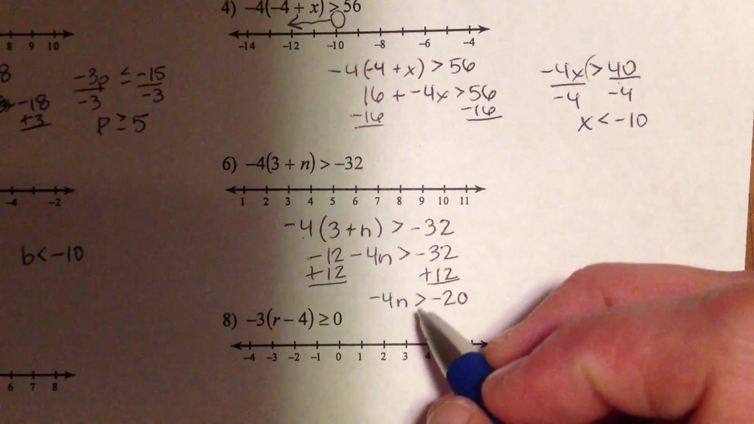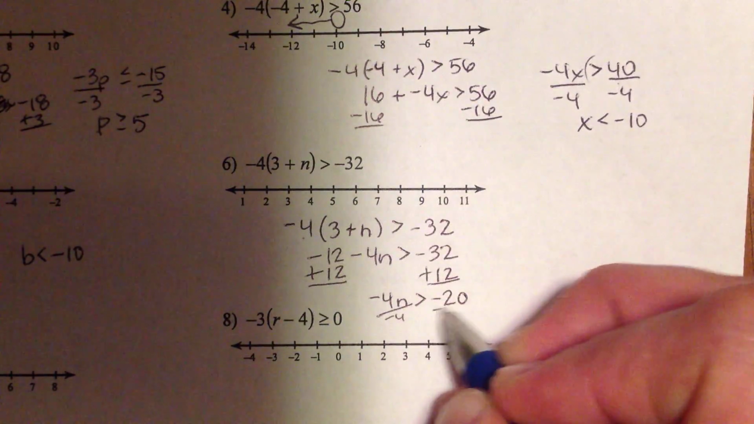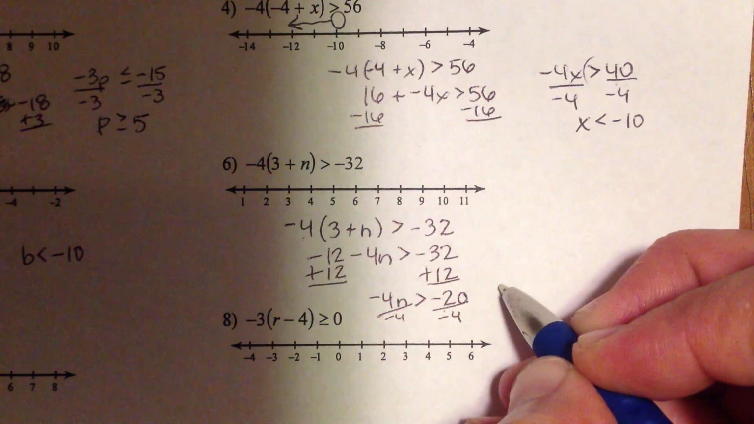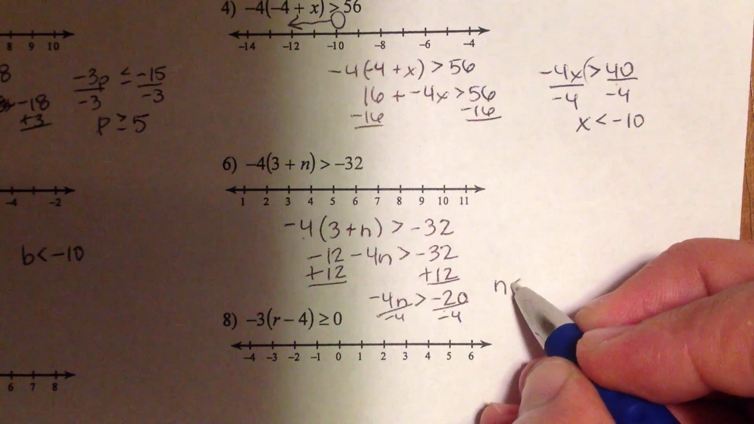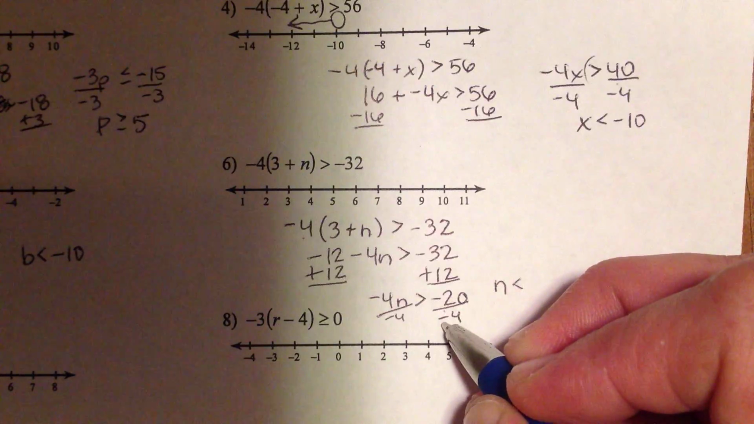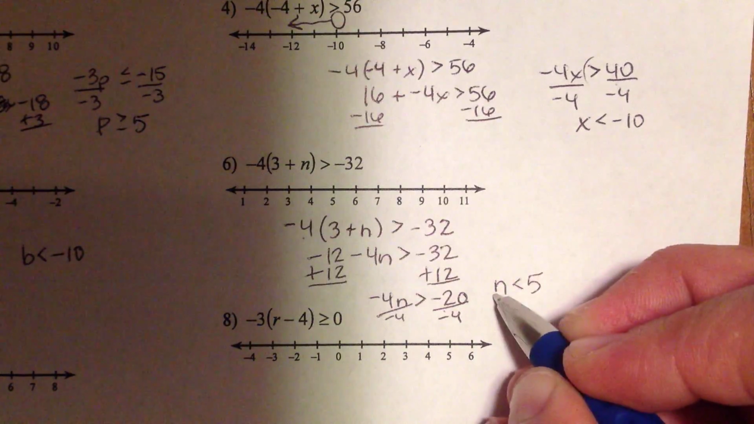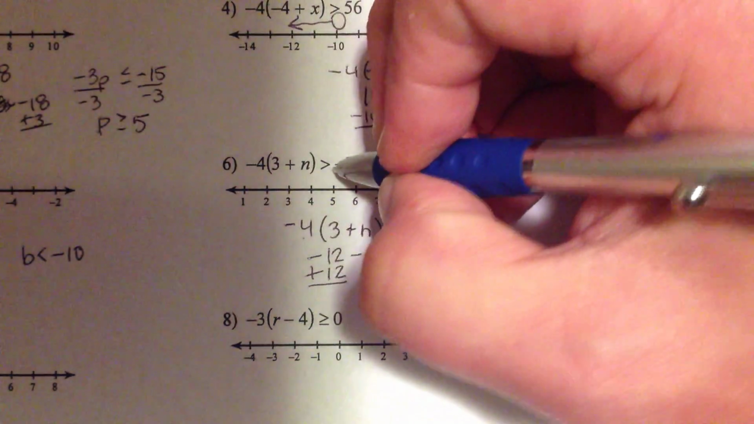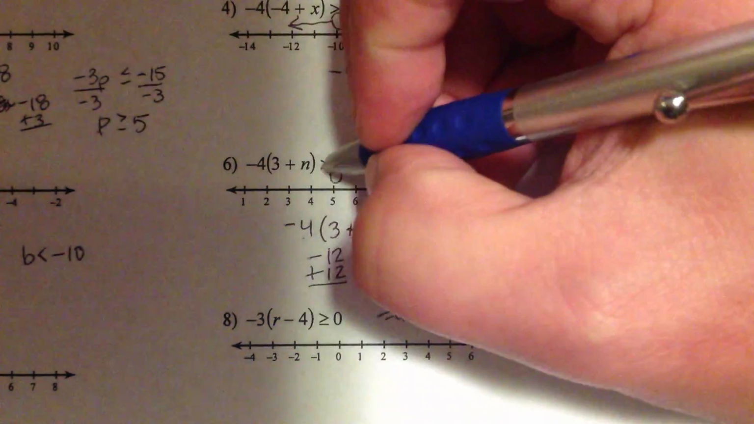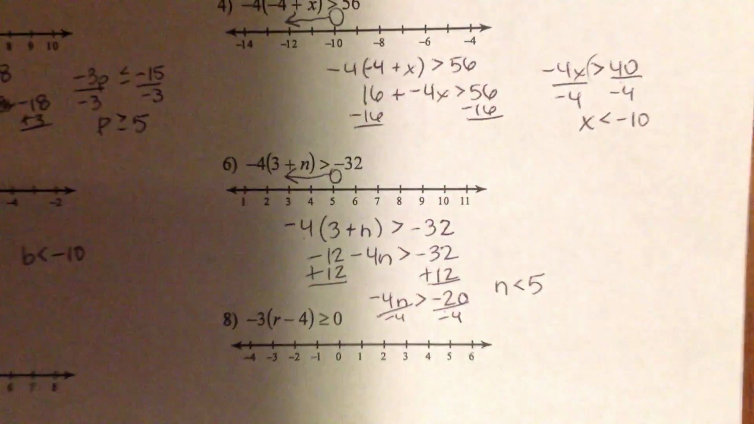Again, to get rid of the negative 4, I have to divide by negative 4. And since I am dividing by a negative, I have to flip the inequality, and it's now less than. Negative 20 divided by negative 4 is positive 5. Again, variable on the left. Less than means it's an open circle. And I'm heading less than from 5, so that's to the left.